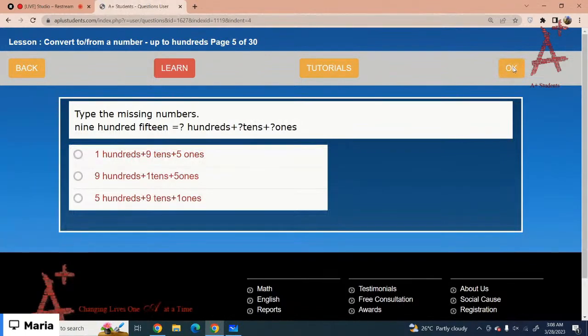915. So which is the correct option? Very good, everyone. 915, which is the correct option? Very good. Option number 2 is the correct option. It would be 9 hundreds, 1 tens, and 5 ones. Option number 2 is the correct option.